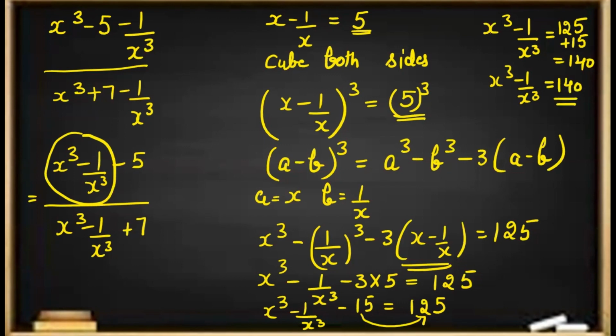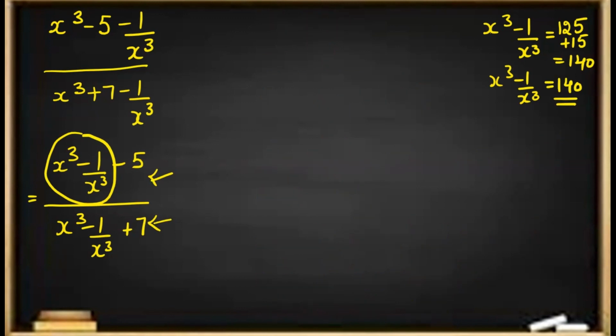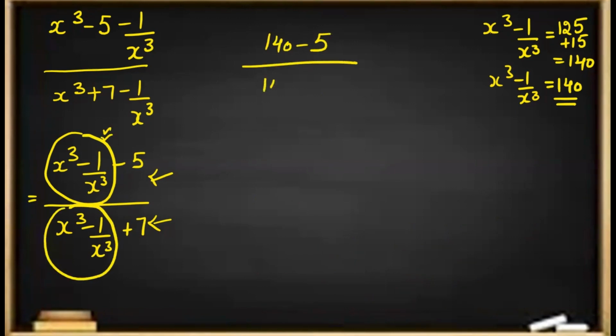This value will substitute here in these two equations. When we substitute the value of x cube minus 1 by x cube in the equations, in place of this I'll write down 140 minus 5, and in place of this, I have to write down 140 plus 7. So we'll get here 140 minus 5 is 135. 140 plus 7 is 147. So the answer for this question is 135 divided by 147.